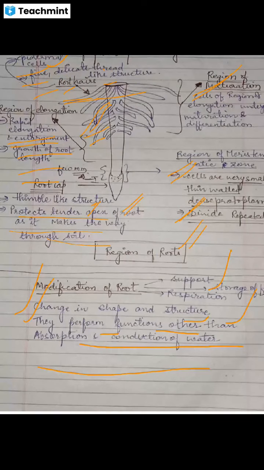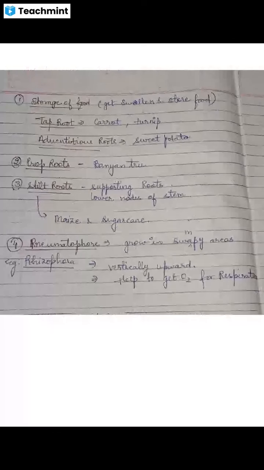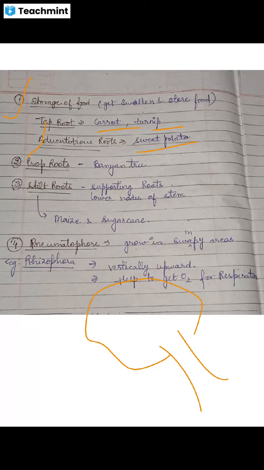Now, we have some examples of modification of the roots. For storage of food, we have tap roots like carrot and turnip, in which they get swollen and store the food. Adventitious roots like sweet potato. Now prop roots, the banyan tree. It has hanging roots that provide support to the tree, that provide anchorage to the tree. The roots of the banyan tree are prop roots.